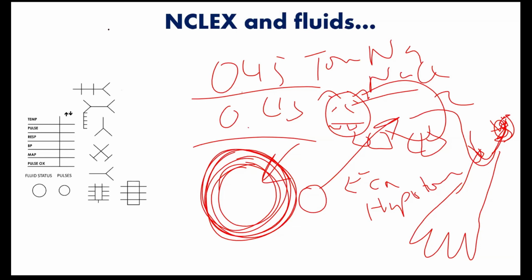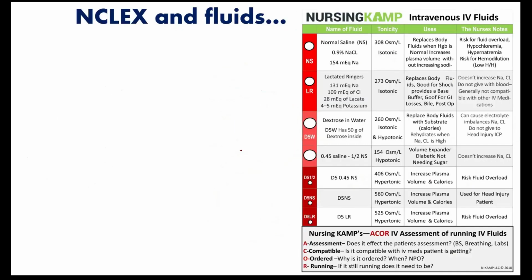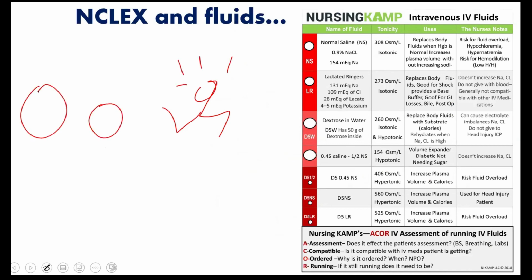So then we have hypertonic, right? Let me move a little bit forward here. So hypertonic is hyper, right? So think fast. If you're fast, you sweat. If you sweat, you lose volume. Okay, so it leaves the cell, and then it comes out.